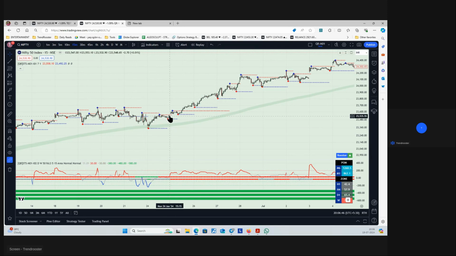This is our breakout, and this is our stop loss, and 1:4, 1:5. Everything is done. Is it clear, guys, so far?